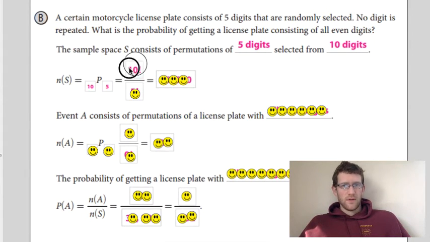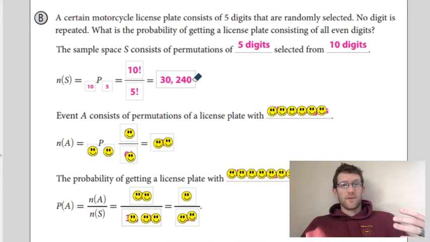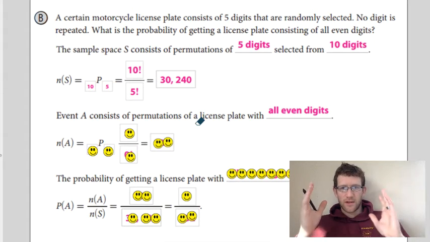So it's 10 factorial over 5 factorial, because that's 10 minus 5. 10 minus 5 factorial is, use a calculator. You get some giant number, 30,240. Okay, these are the number of elements in the total sample space that we want. Event A consists of permutations of a license plate with even digits. Therefore, we need to figure out the number of elements in set A, right? Or how many possible license plates there are that just have even digits.